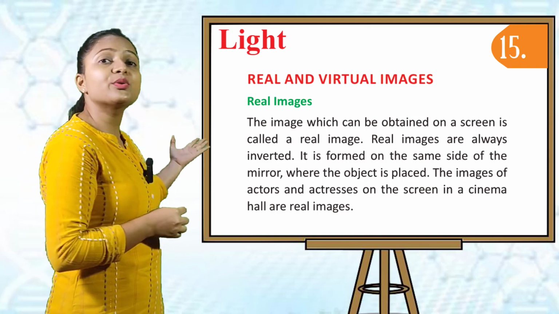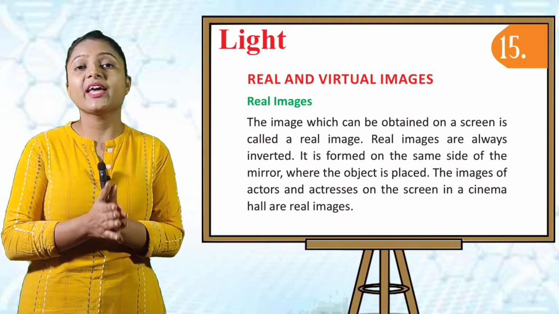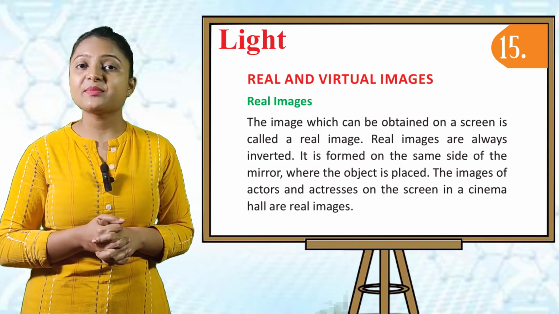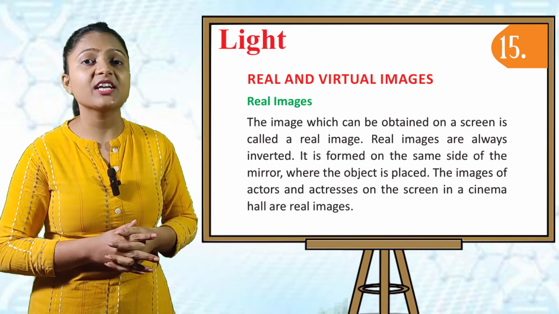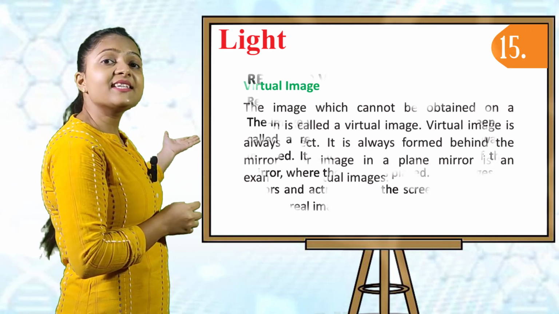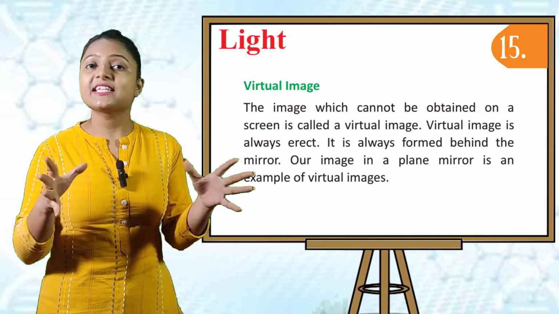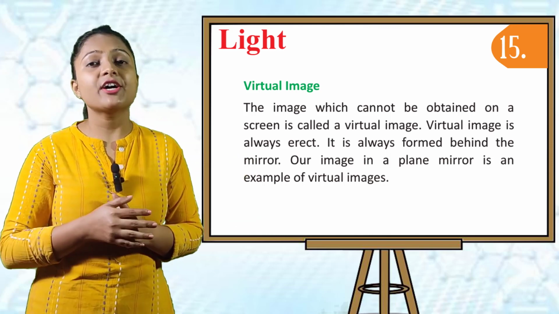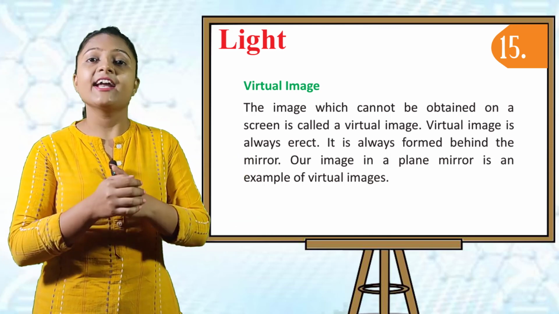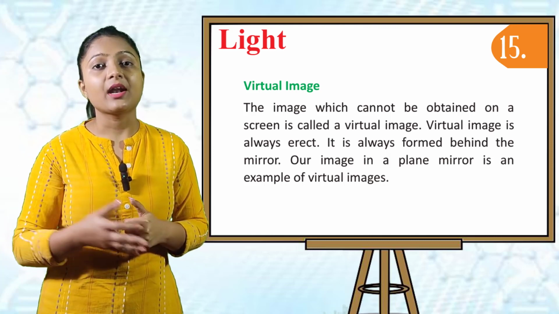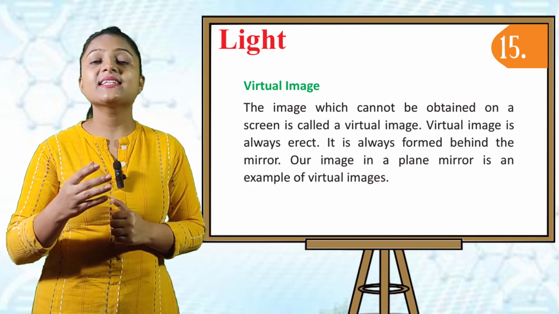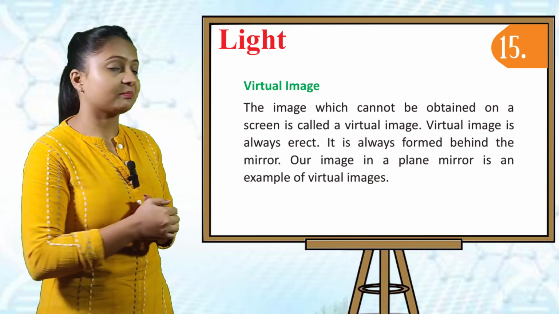तो जो real images होती हैं वो हमेशा inverted होती हैं और वो हमेशा mirror के same side पे बनती है जिस side object place हुआ है. Next है virtual image. The image which cannot be obtained on a screen is called a virtual image. Virtual image is always erect. It is always formed behind the mirror. Our image in a plane mirror is an example of virtual images.